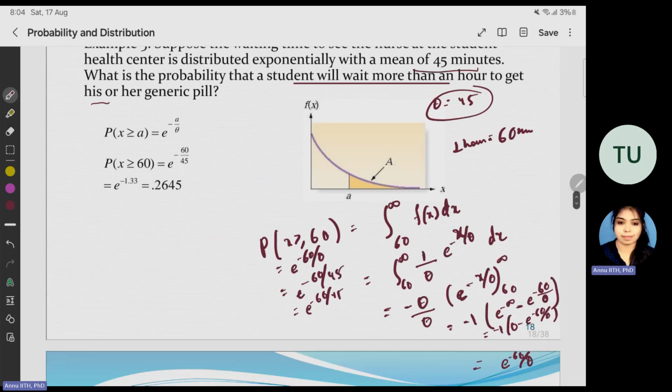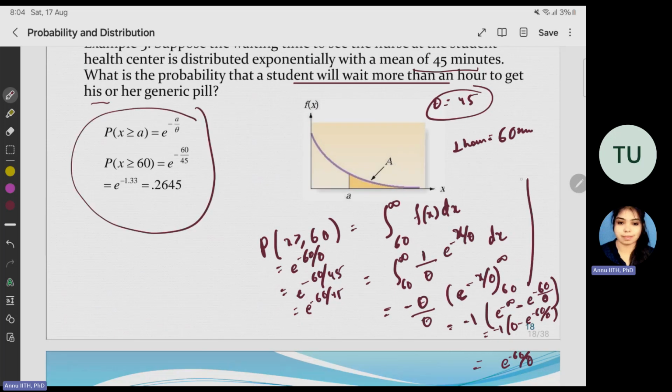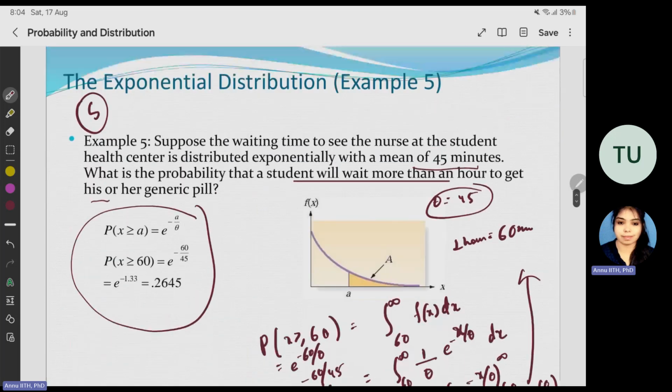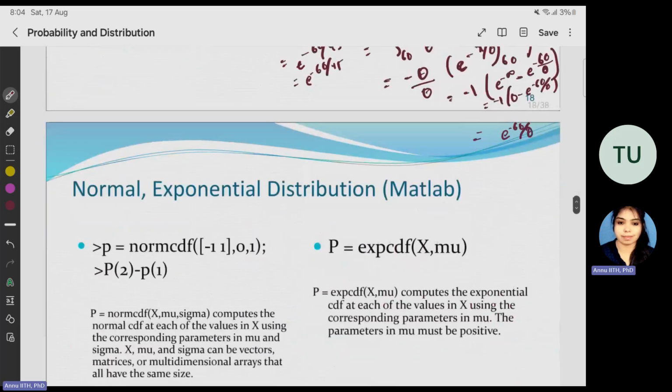Here they have also solved like this, but they have only given the answer. So here we have to go like this. I hope this is clear. This is a very good question. We just have to go through it like this.